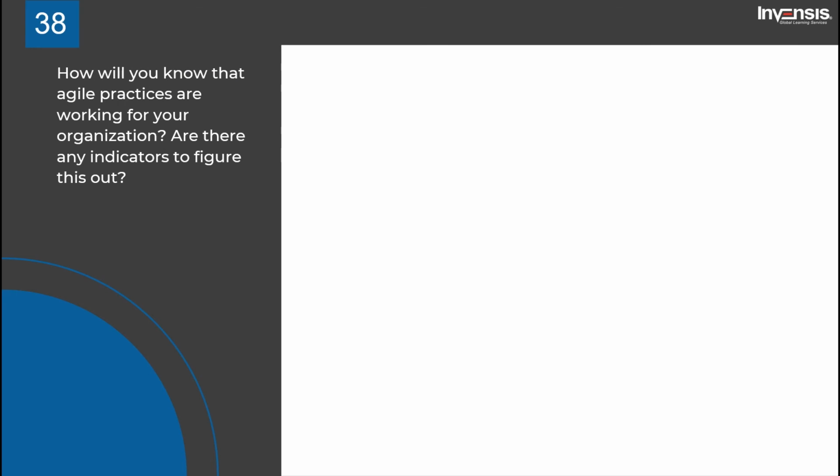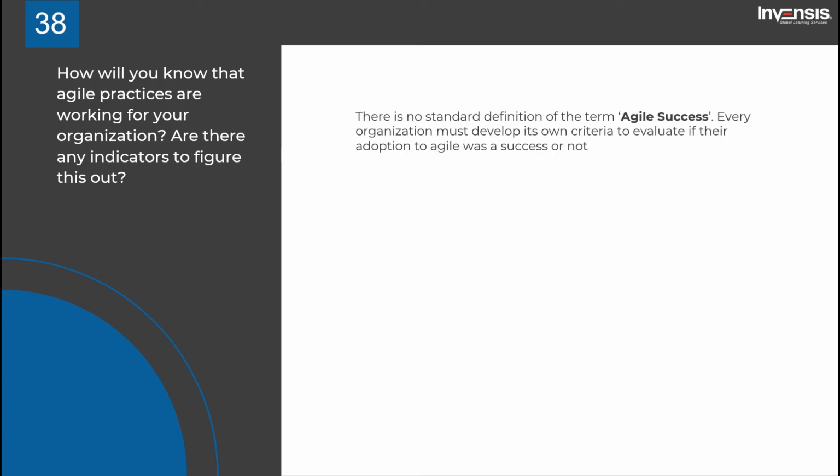The next question is, how will you know that Agile practices are working for your organization? Are there any indicators to figure this out? There is no standard definition of the term Agile success. Every organization must develop its own criteria to evaluate if Agile adoption was a success or not. However, here are some general indicators that might be helpful.